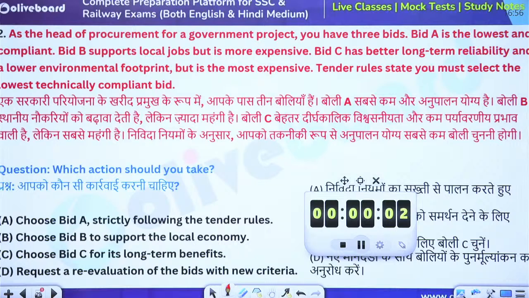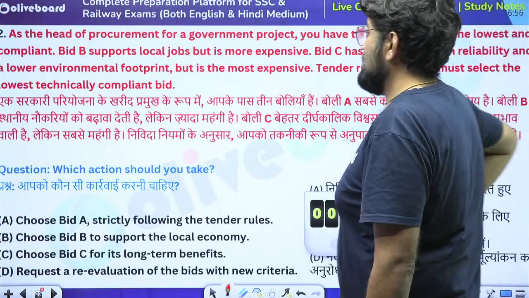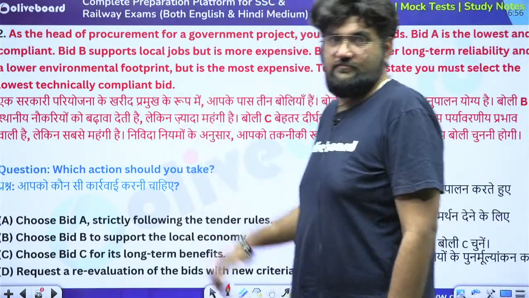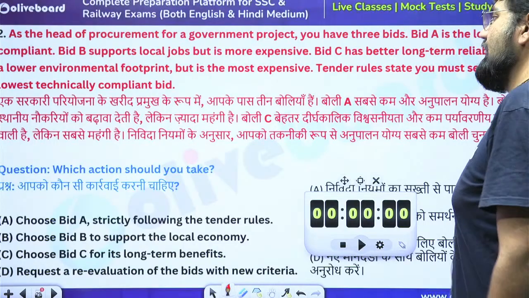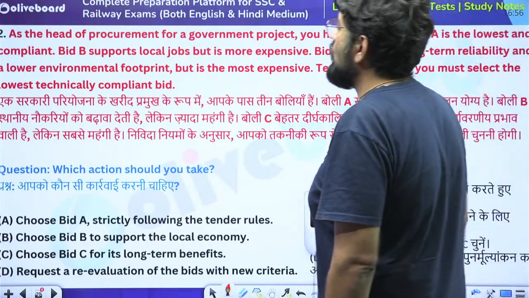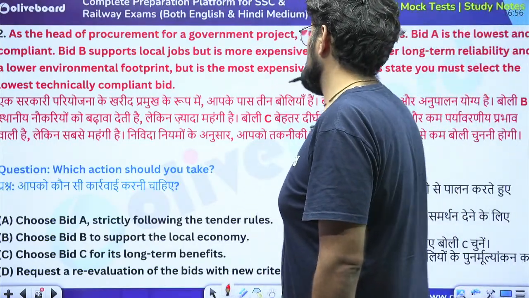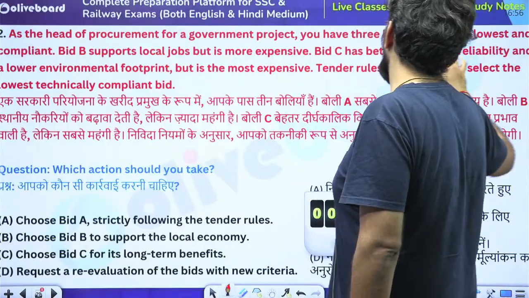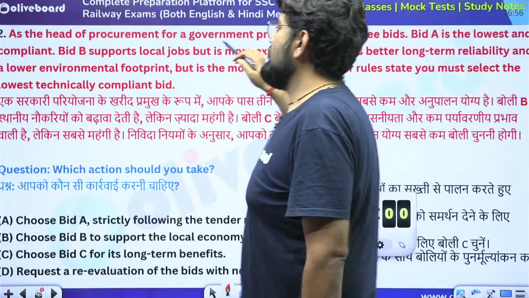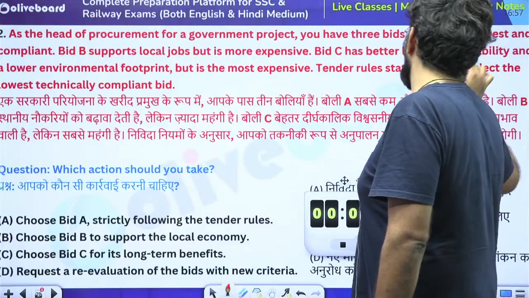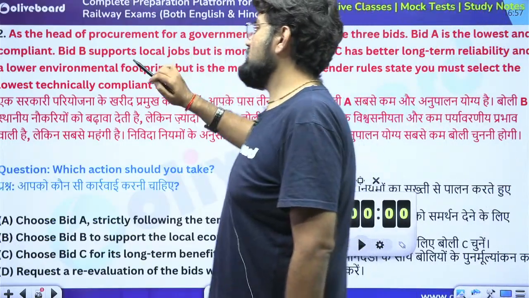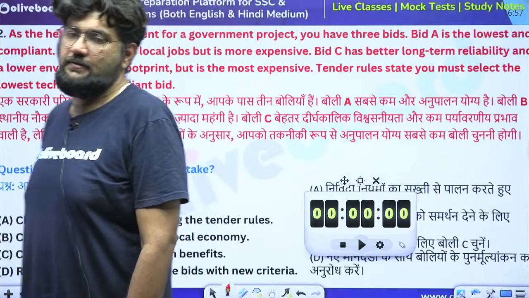So the question reads: as the head of procurement for a government project, you have 3 bids. And a very ironical question, I will not say anything else from here. Bid A is the lowest and compliant. Bid B supports local jobs but is more expensive. Bid C has better long-term reliability and a lower environmental footprint, but is the most expensive. The tender rules state you must select the lowest technically compliant bid.